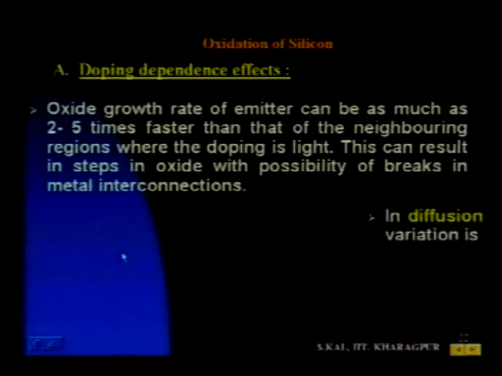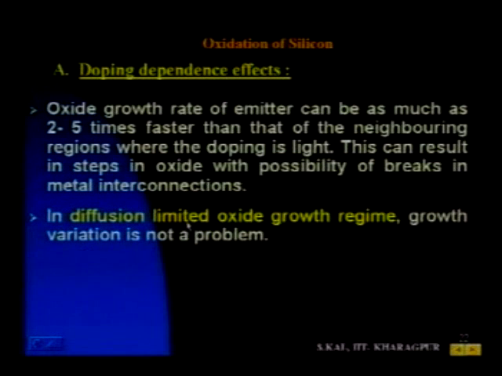Next, in a diffusion limited oxide growth region, the growth variation is not a problem, because there you are going for very large oxide thickness. There, if say 1%, 2% growth variation may not create a problem. But when you are going for a very thin region, that means that is not the diffusion limited oxide growth region, that is the linear oxide growth region. So there growth variation is really a problem.